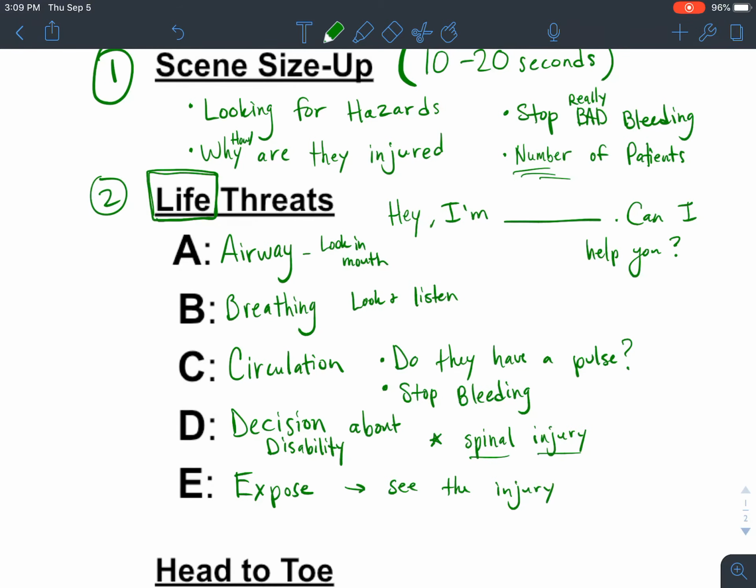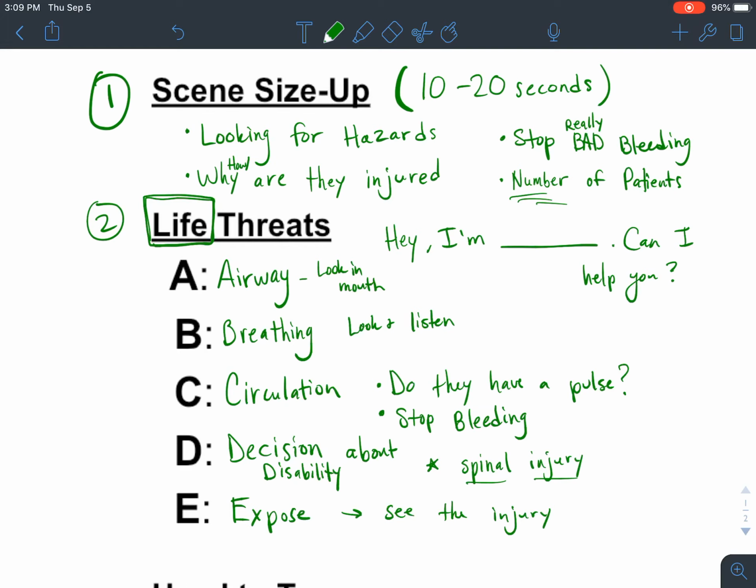All right, so we do the scene size up, we go through the life threats, we check their airway, look in their mouth. Are they breathing? Look and listen to how they're breathing. Check their pulse. Do they have a pulse? Okay, move on to the decision about disability. Is it going to hurt their spine, or did they hurt their spine? If no, then go ahead and move on to see the injury that they do have. If they did hurt their spine, then we need them to stop and stay exactly how they are without moving.